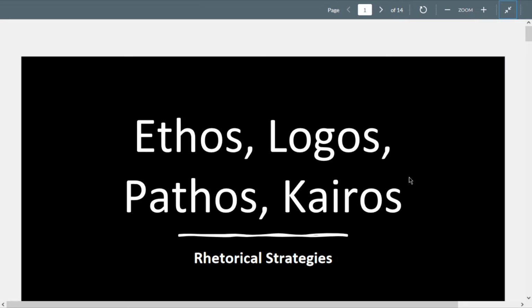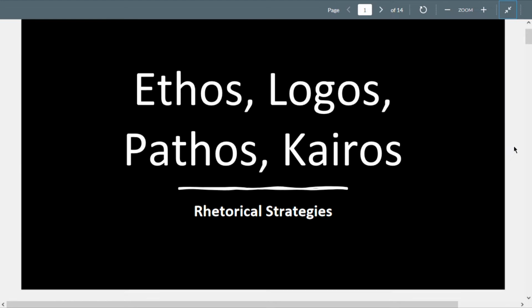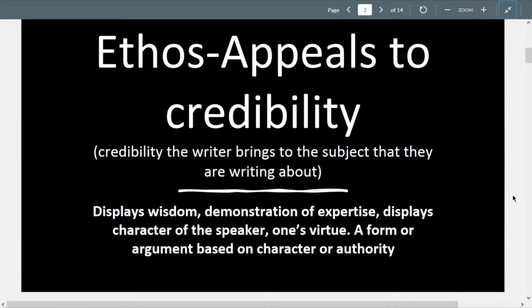So, ethos, logos, and pathos are rhetorical strategies. Kairos, as we will talk about, is more about time. So, ethos is the appeals to credibility. The credibility the writer brings to the subject that they are writing about. So, your credibility or the author's credibility, right? It displays wisdom, demonstration of expertise, displays character of the speaker, one's own virtue, a form of argument based on character and authority.